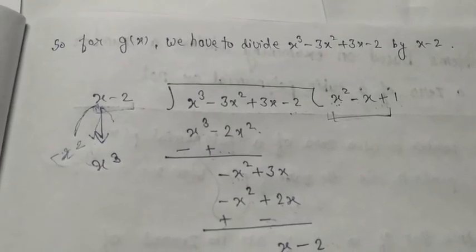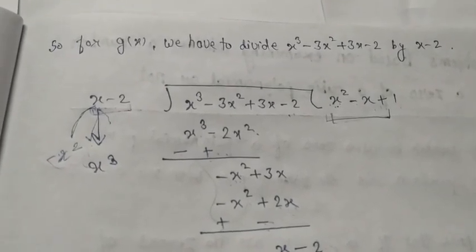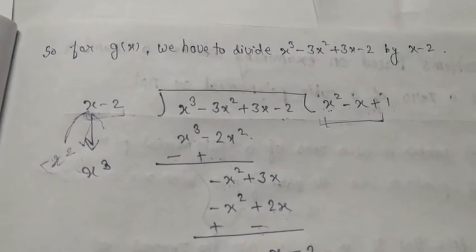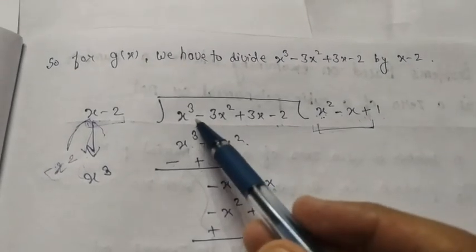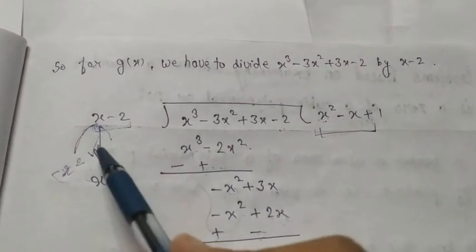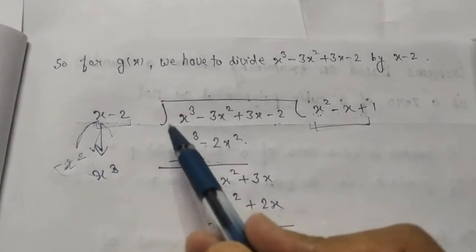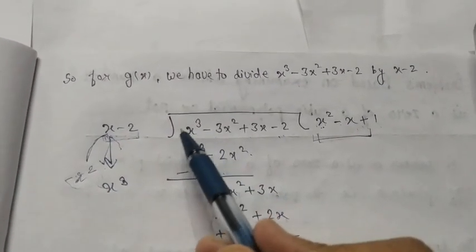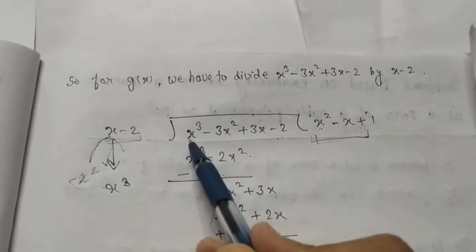Now students, for g(x) we have to divide x cube minus 3x square plus 3x minus 2 by x minus 2. So again, division method. I am writing x cube minus 3x square plus 3x minus 2 inside and x minus 2 outside. Now its degree is 3, its degree is 1, so division can be done.